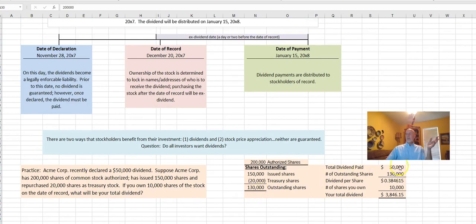So if we declare a $50,000 dividend, you're only going to pay a dividend to the shares that are still out there, the outstanding shares. So if we divided that out, that gives us a little over 38 cents per share would be the dividend. And so if you owned 10,000 shares, then multiply that by that 38 cents a share, and this is how much you would get as a dividend check based on the shares that you own.